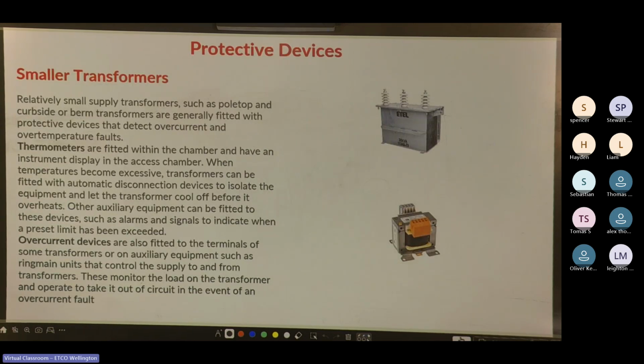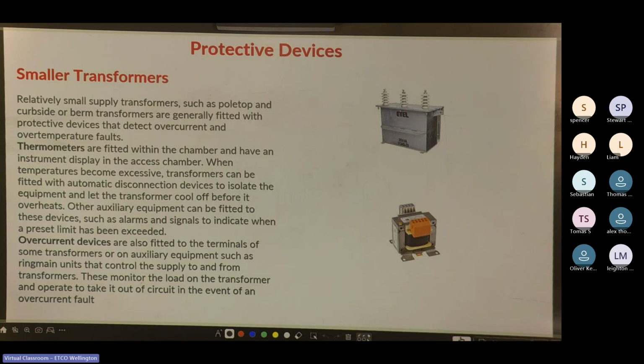Smaller transformers, so relatively small supply transformers such as pole top and curbside or berm transformers, are generally fitted with protective devices that detect overcurrent and overtemp faults. Thermometers are fitted within the chamber that have an instrument display in the access chamber. When temperatures become excessive, transformers can be fitted with automatic disconnection devices to isolate the equipment and let the transformer cool off before it overheats.